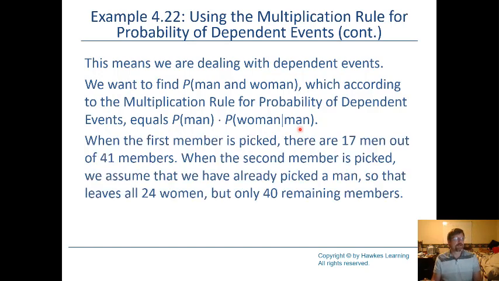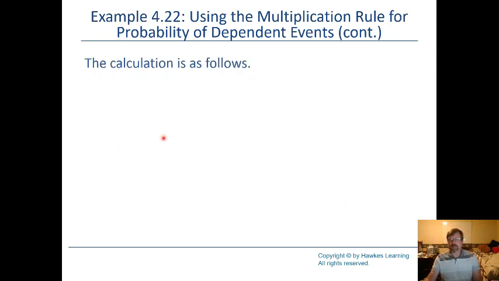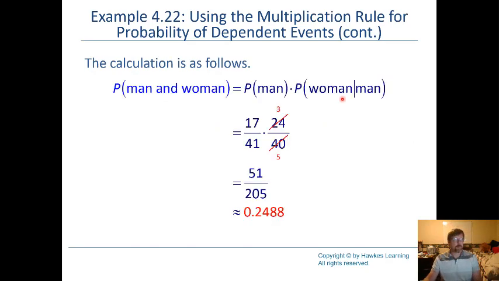Right. So the probability of choosing a man is 17 out of 41. Once we've picked somebody, we've only got 40 remaining, so there's 24 women out of 40. So the calculation becomes 17 out of 41 times 24 out of 40. We can simplify the 24 out of 40 by dividing both by 8. And we get 24.88%.